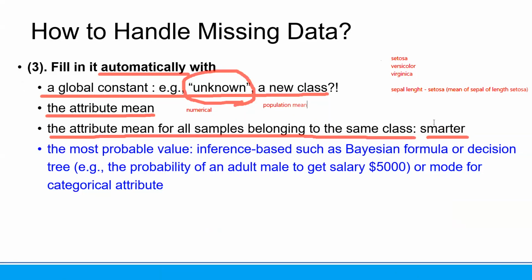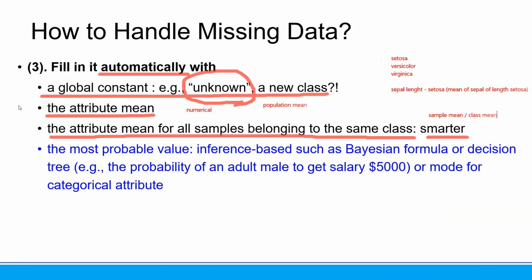But this one is the sample mean or the class mean. In a particular class, there will be attributes. So you just measure the mean of that attribute in a particular class.